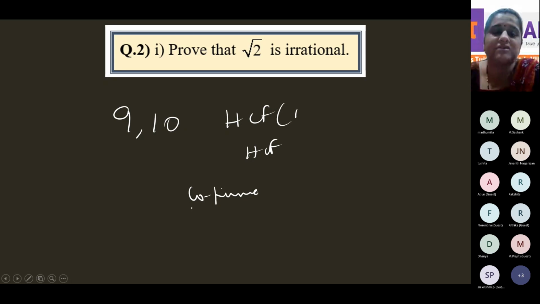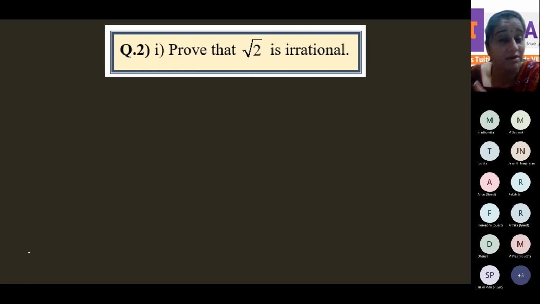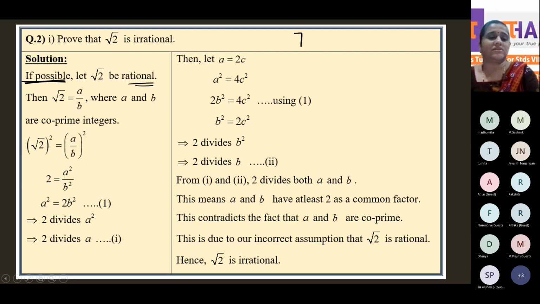There is no condition that the numbers must be prime numbers. They may be prime, but they need not be prime. They can be a combination of two prime numbers or two composite numbers or one prime and one composite. Anyways, their HCF should be 1. If HCF is 1, they are co-prime. Okay, so that's the condition here.